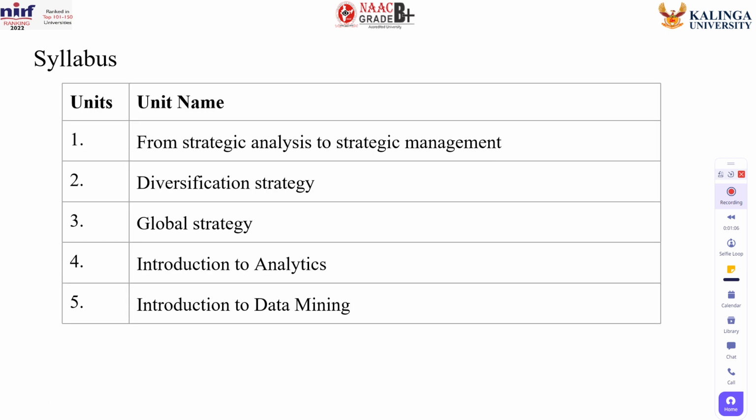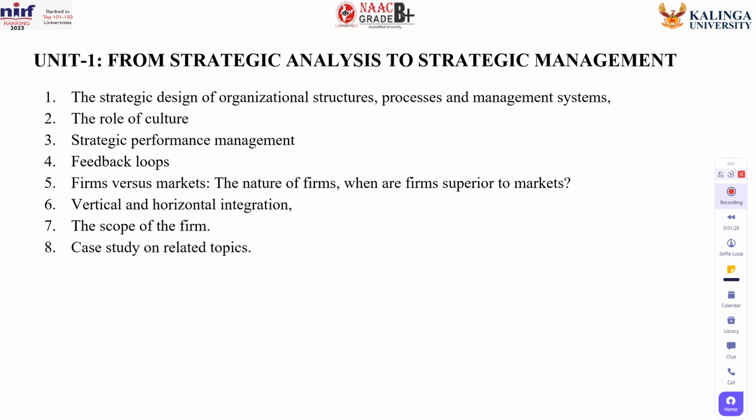So these are the 5 units which we'll be going through. Unit one talks about from strategic analysis to strategic management. We'll understand about the strategy in detail in this unit. Then we'll understand about diversification strategies in unit two. Unit three will comprise of global strategy. Unit four introduces us to analytics, and unit five will be introducing us to data mining. So let us start with unit one, that is from strategic analysis to strategic management.